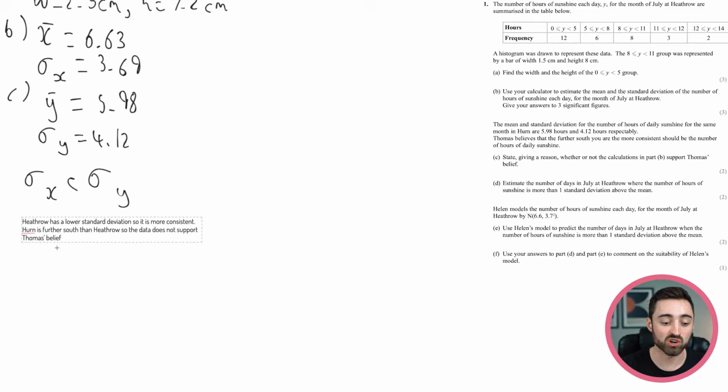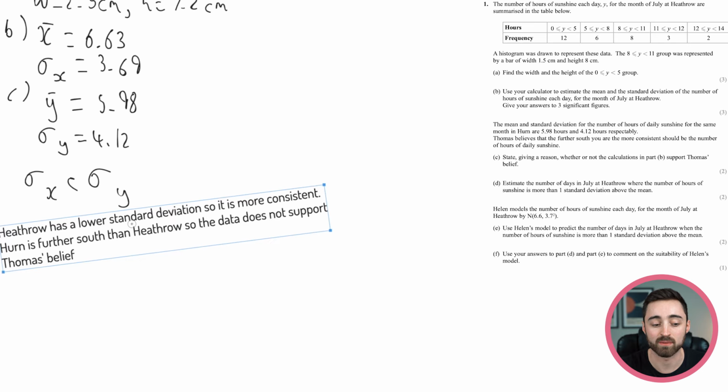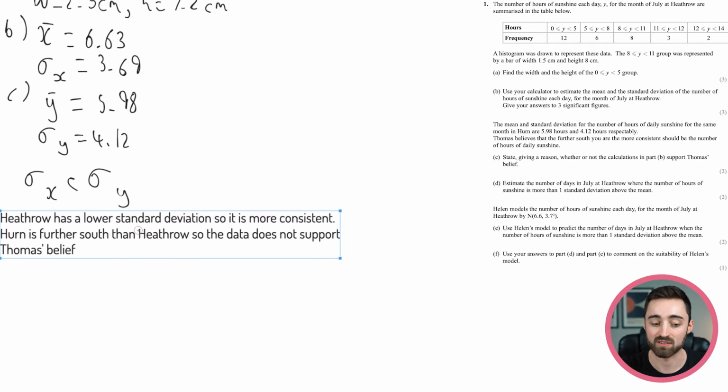So really, you could have done all of the maths there, and then you could have forgotten about which one's further south, Herne or Heathrow, which I wouldn't blame you for. Guess, right? Let's say you got one of the marks from doing the standard deviation, flip a coin, and then you get the second mark. So maybe it's not catastrophic to not know the large data set at that point.